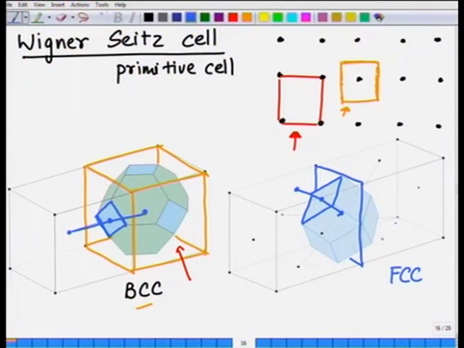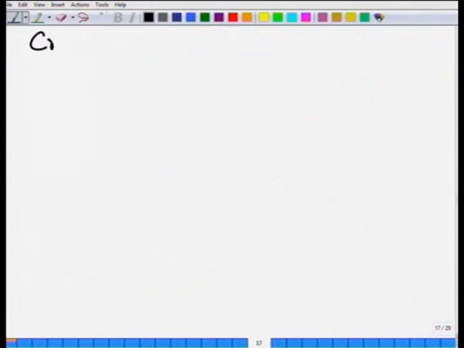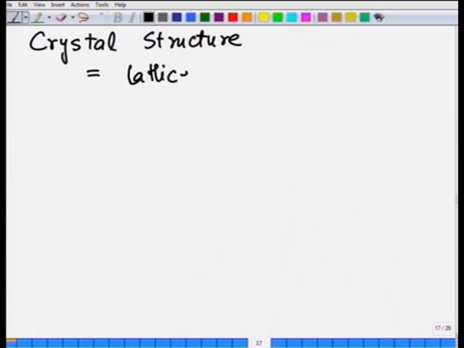But last point, maybe I should say, what is crystal structure? Because I have not said what crystal structure is. Crystal structure is simply lattice plus a basis. That means on all the lattice points which you have, you start putting atoms, and whatever the basis is, one single atom, two atoms, multiple atoms, whichever you want to put, that generates a crystal structure.